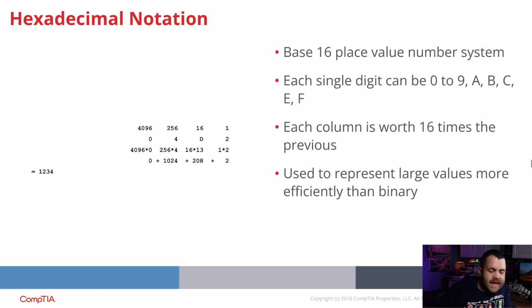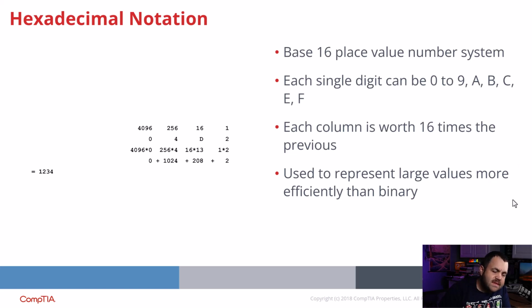So, hexadecimal notation. Hexadecimal is a base 16. Wait a second. Base 10 went 0 through 9, that made sense. Binary, just zeros and ones, cool. But how do we go higher than that? Our numbers only go to 9 and then they repeat, right? Because we go 8, 9, 1, 0. Well, now we have to add the letters. It's okay, I'm not trying to lose you here. It'll all make sense.